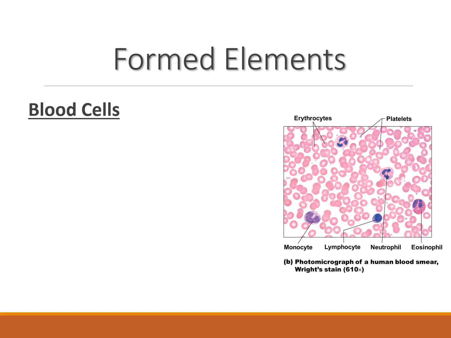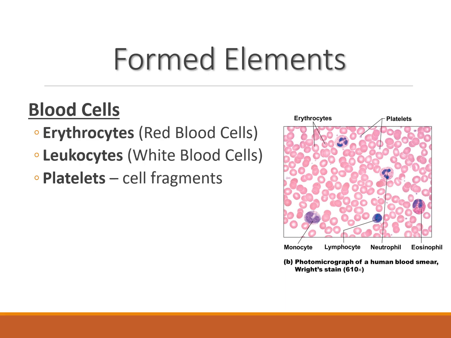So let's go through our different formed elements. So our different blood cells, okay? So we have red blood cells, which are called erythrocytes. That's the actual name of them. And then we have white blood cells. So we have multiple types of white blood cells, but all of them together are called leukocytes. So that's the main name for all the white blood cells. And then we have platelets, which are the cell fragments, right? So we said they're not full cells, which is why we kind of term everything formed elements, okay?